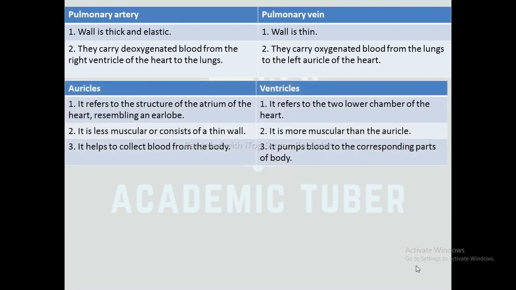Differences between auricles and ventricles. Auricle refers to the structure of the atrium of the heart resembling an earlobe, whereas ventricles refer to the lower chambers of the heart. Auricles are less muscular and consist of a thin wall, whereas ventricles are more muscular than the auricles. Auricles help to collect blood from the body, whereas ventricles pump blood to the corresponding parts of the body.